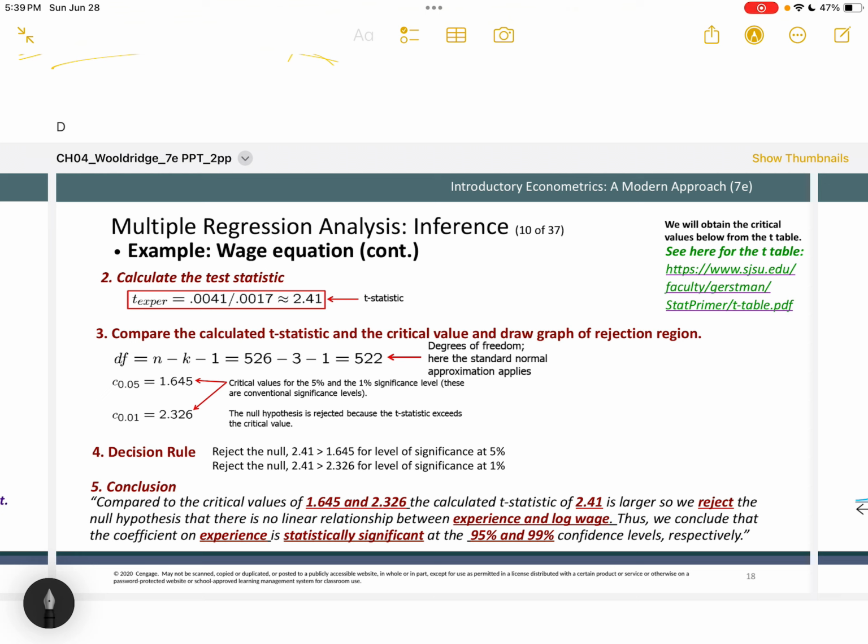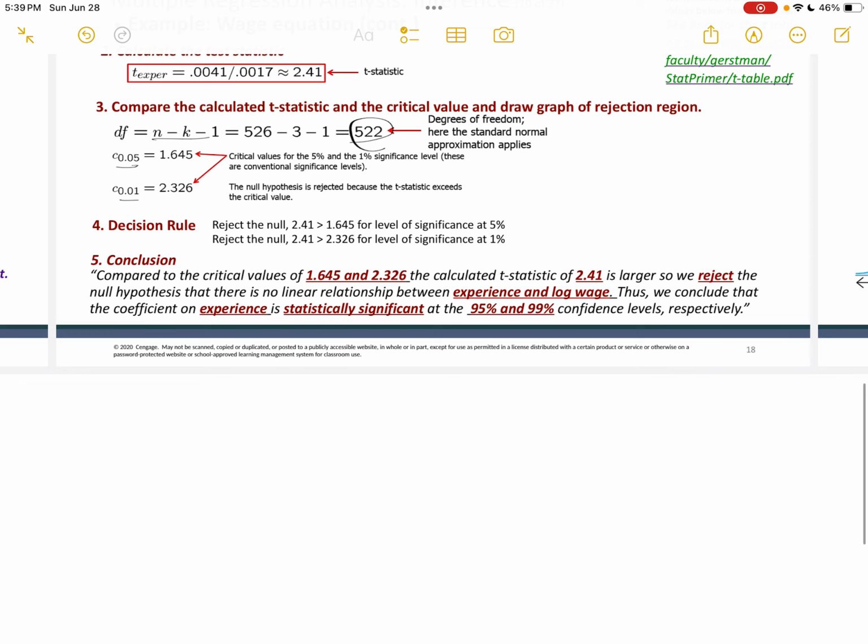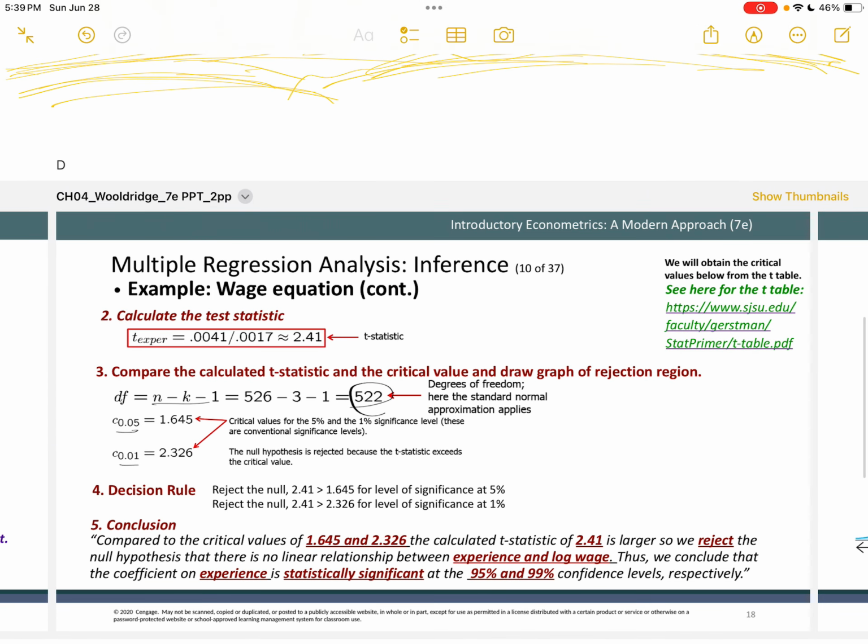Now we are going to compare that calculated test statistic to a critical value. What is the critical value? Well, we used two significance levels in this example: the 5% significance level and the 1% significance level. And then we have the degrees of freedom, which is equal to 522. The critical values that have been found for us are 1.645 and 2.326. So we are going to compare our calculated test statistic, 2.41, to these two critical values.